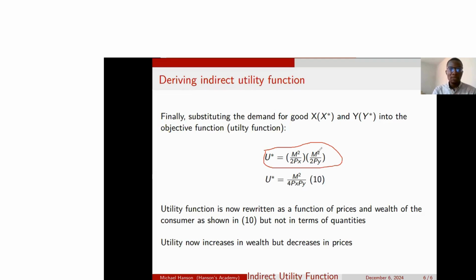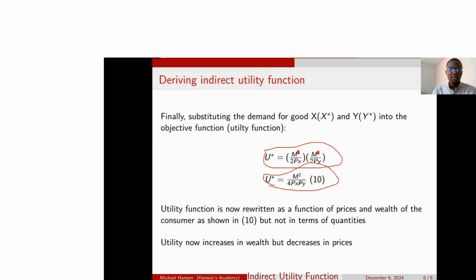So the value for x star was found as m over 2px, and that of y star was also m over 2py. Since we can do some multiplication, the total utility function is now expressed as m squared over 4pxpy.